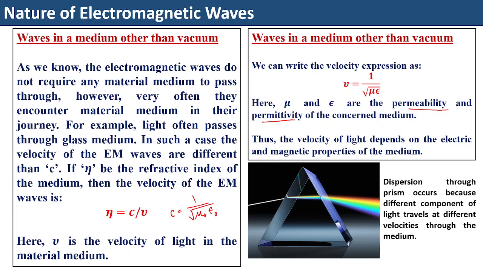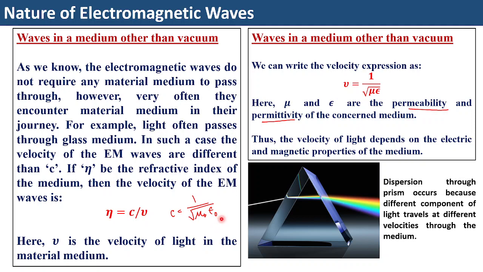Now that itself means what? That itself means that the velocity of light depends on the electric and magnetic properties of the medium, because one is the permeability, which is a magnetic property, and epsilon is the electric permittivity of the medium. So the velocity of light always depends on the electric and magnetic properties of the medium. This is a very important statement which you should remember.